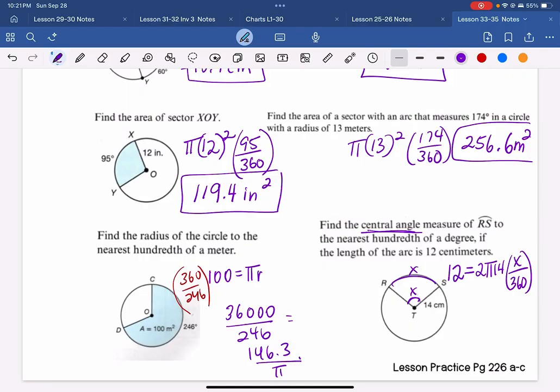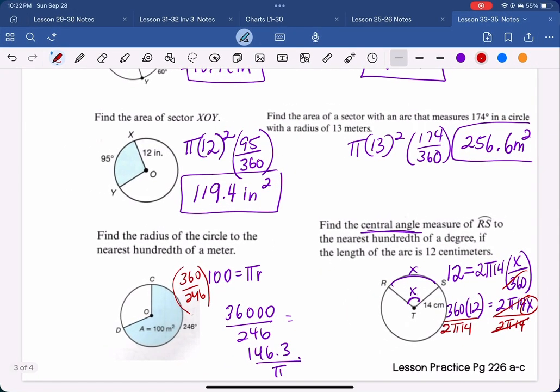So currently it says divide by 360. So the way I can get rid of that is I can multiply both sides by 360. And then that'll get rid of it over here. Now I need to divide both sides by 2 pi 14, and then I'll get x alone. You see that? 2 pi 14.